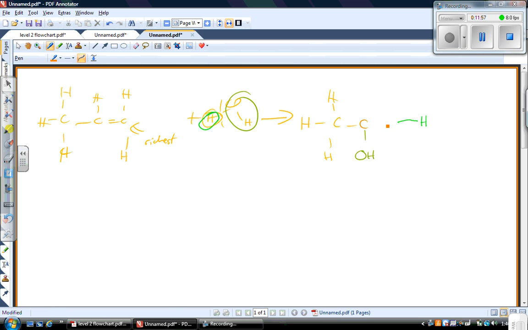So carbon bonded to carbon, and that is your major product. So this is your major product, and this is a secondary alcohol.